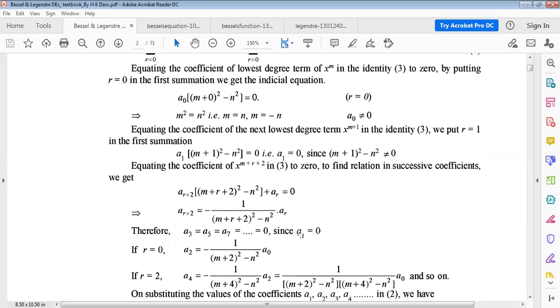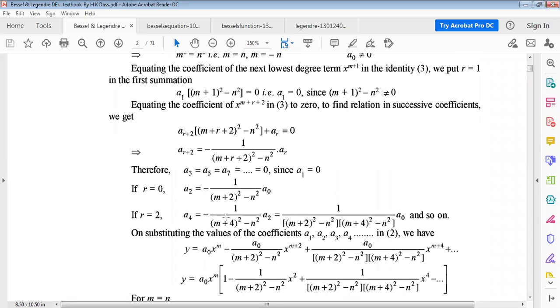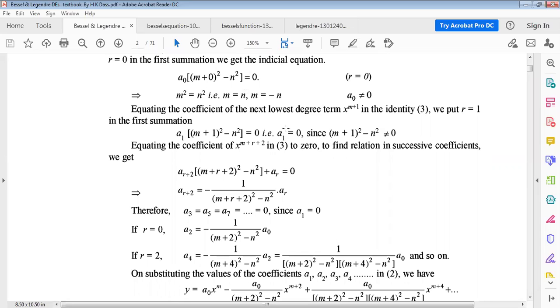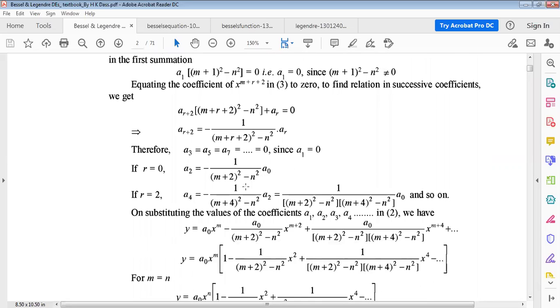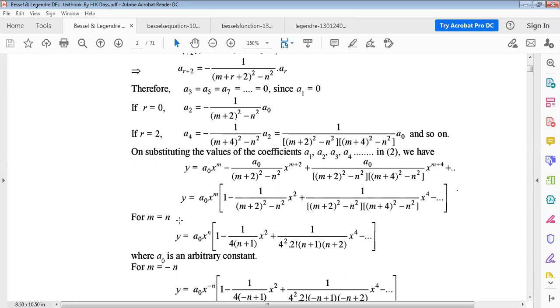And since a1 equals 0, understand? If r equals 0, a2 equals what? This. And if r equals 2, this will give the next one. Just putting r equals 0 here, r equals 1 here. If r equals 1 here, then what was a1? a1 equals 0. This is why all these terms are 0, since a1 equals 0. So we get the values of a2, a4, etc., and so on. So on substituting these values of the coefficients a1, a2, a3, a4, etc.